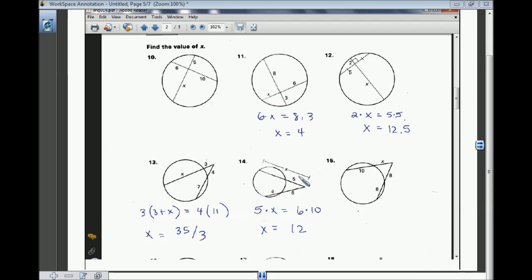Okay, so we're going to do outside times the whole. So it's going to be 5 times the x, because x is the whole, is equal to the outside part times the whole. So 6 times the whole, which is 10. So we get 5x equals 60, divide by 5, and x is 12.